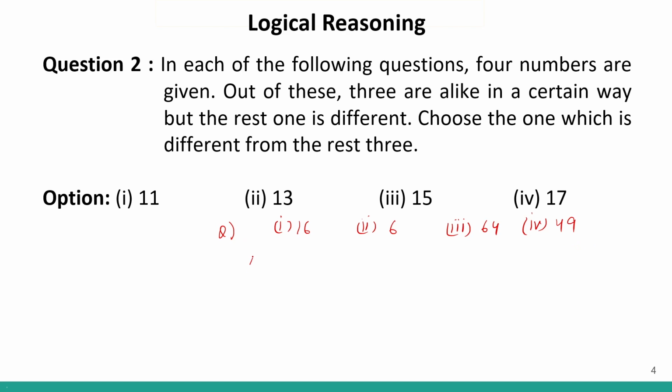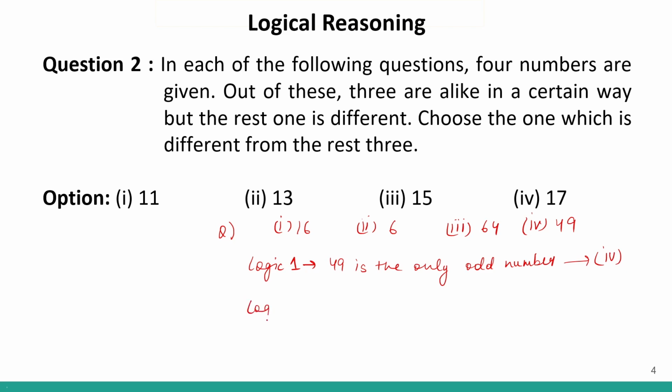Now over here, I can use a logic that I can call logic 1. The first logic is that 49 is the only odd number. Correct? 16 is an even number, 6 is an even number, 64 is an even number, only 49 is an odd number. So my answer will be that option number 4 is the odd one out.